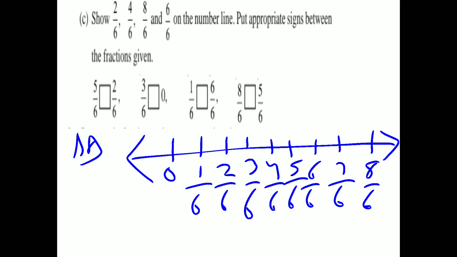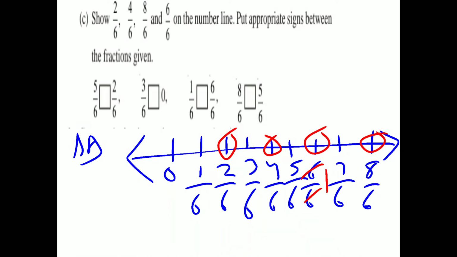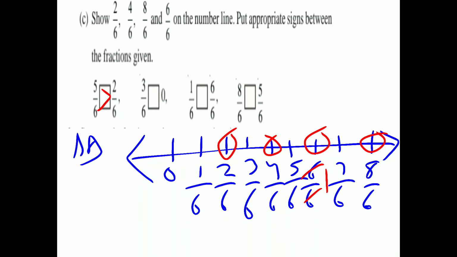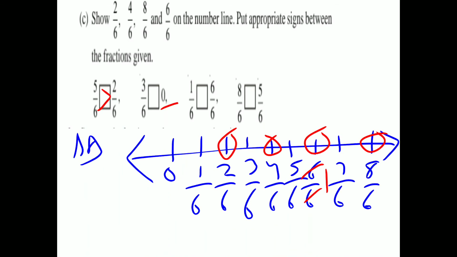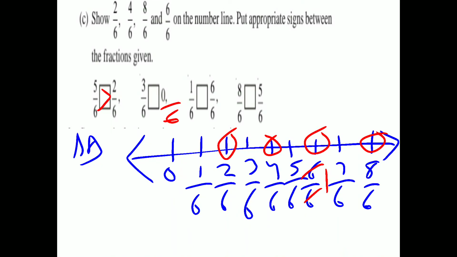Clear? Now 5 by 6, you got 2 by 6, yes. 4 by 6, yes. 8 by 6, yes. And 6 by 6, yes. 6 by 6 is 1 only. Everyone knows this. Now you put a sign. 5 by 6 and 2 by 6. Which is the greater one? 5 by 6. 3 by 6 and 0. If 0 is below, nothing is written, you can write 6. Now which is the greatest one? 3 by 6 is greatest.